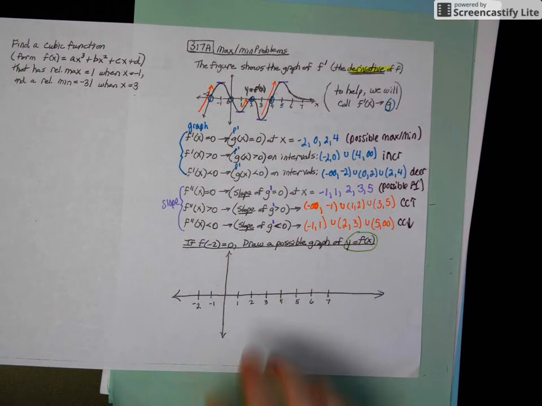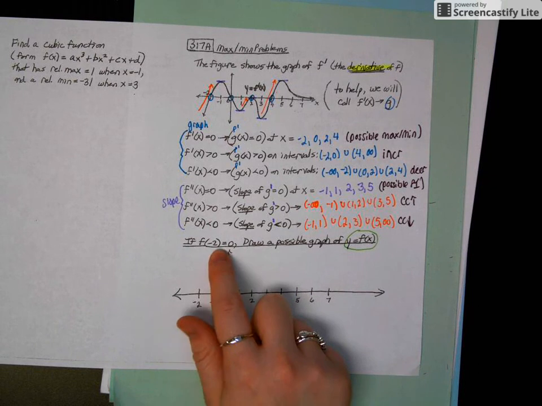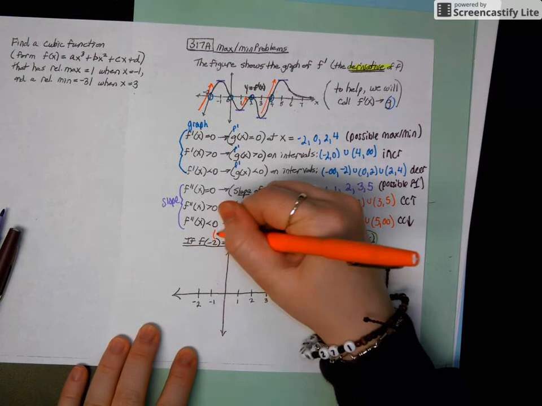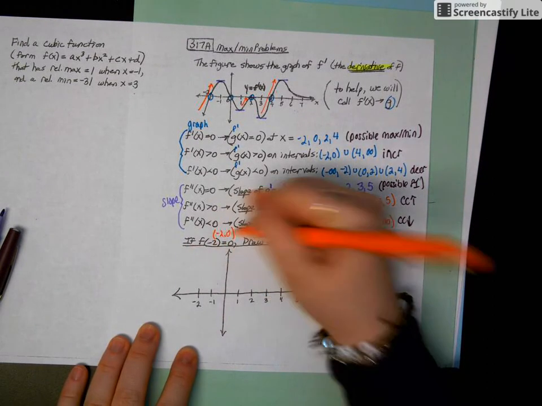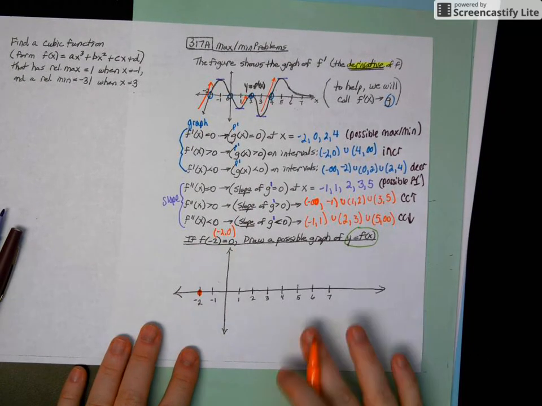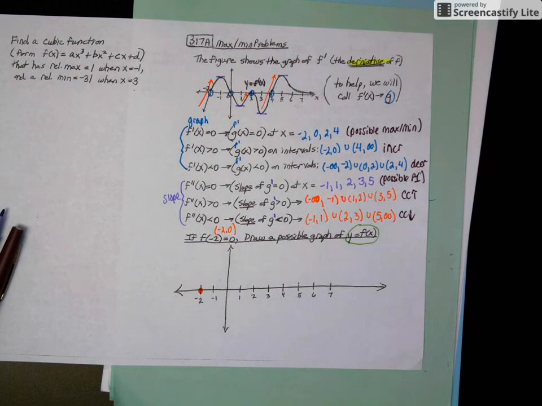Okay, so I gave you a starting point just because you got to start somewhere. Okay, look, f of -2 equals 0. Okay, so that is the point. Remember, that's x comma y. That's the point, -2 comma 0. Okay, so we're going to start here. That'll at least give us a place to start. Got to start somewhere. Okay, draw a possible graph of y equals f of x.